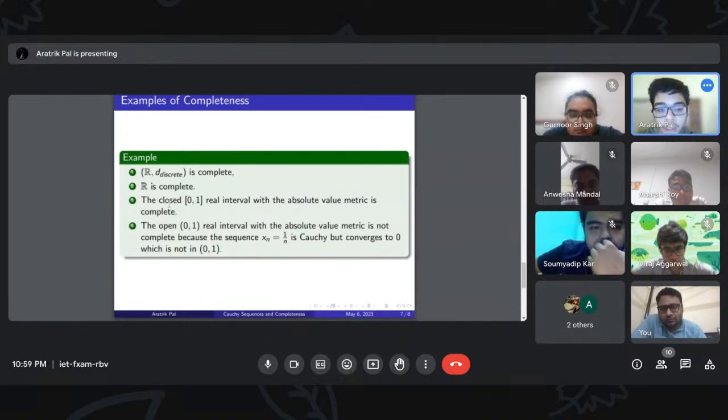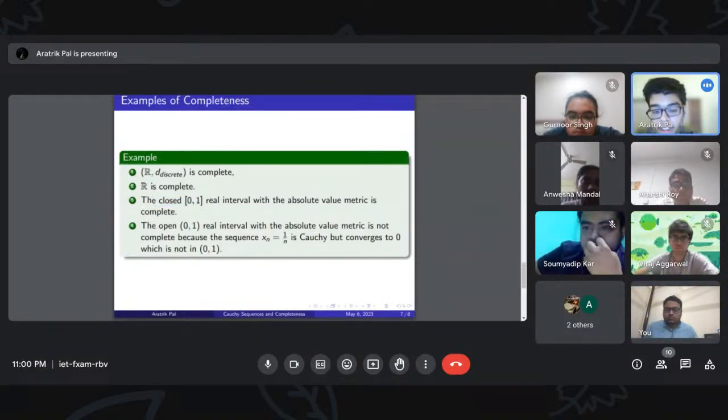Okay. And then an interesting example is that the closed real interval 0 comma 1 with the absolute metric is complete, because any Cauchy sequence which we take in this interval, as we know that R is complete, that sequence must converge to some element in R. Now, any sequence in this interval, if it converges to an element in R, must necessarily converge to some element between 0 and 1.